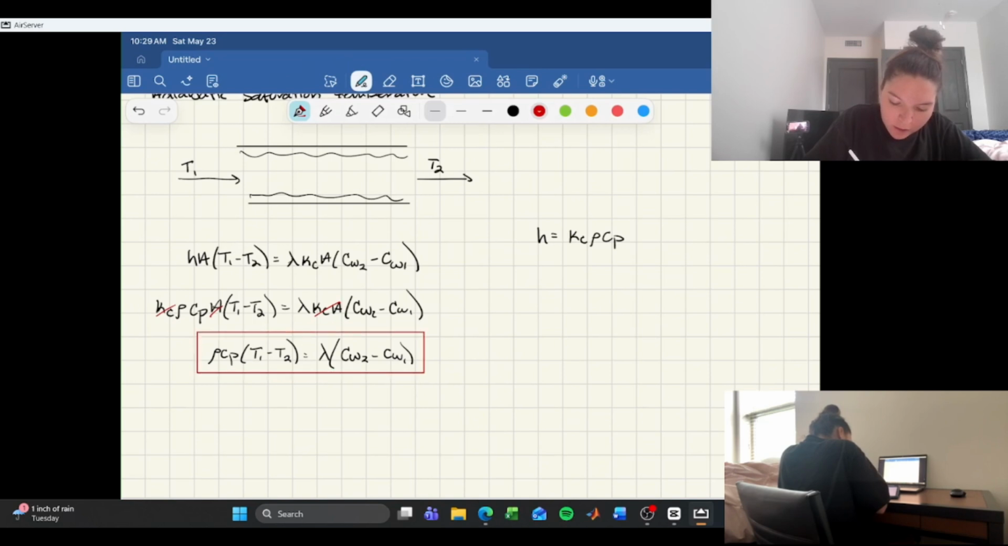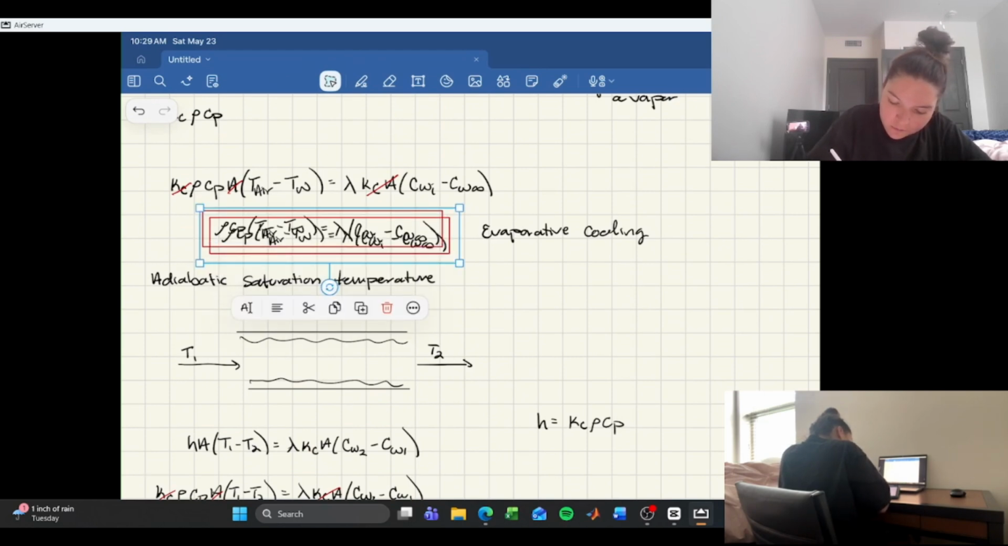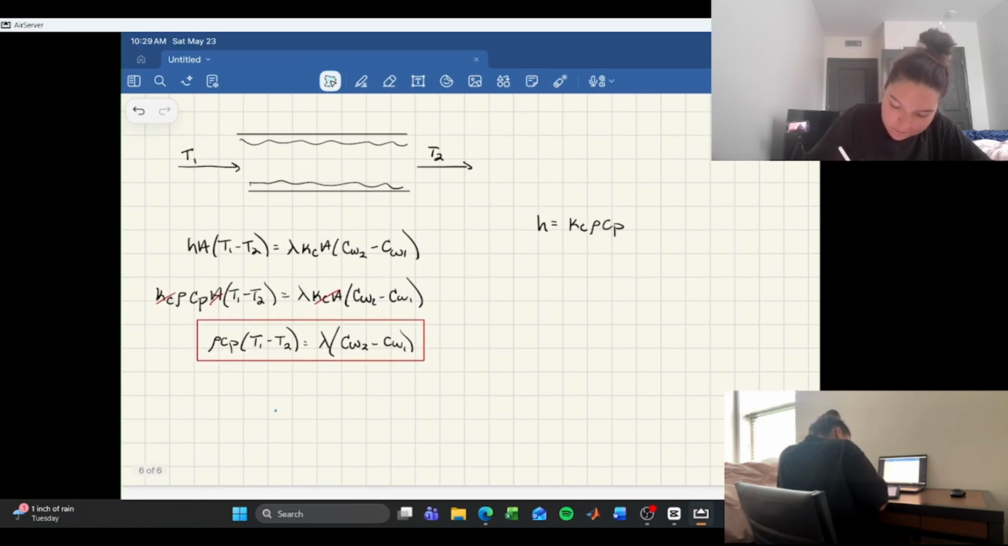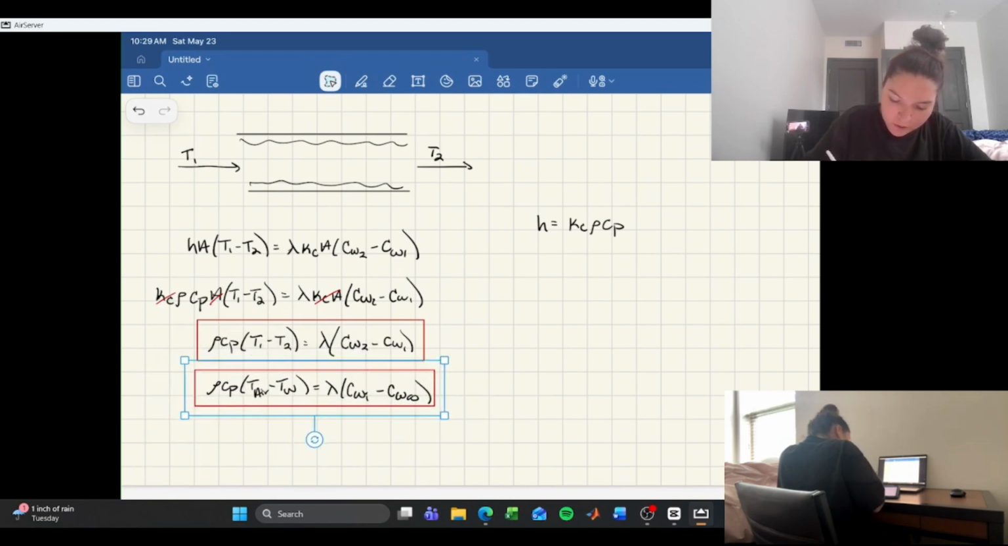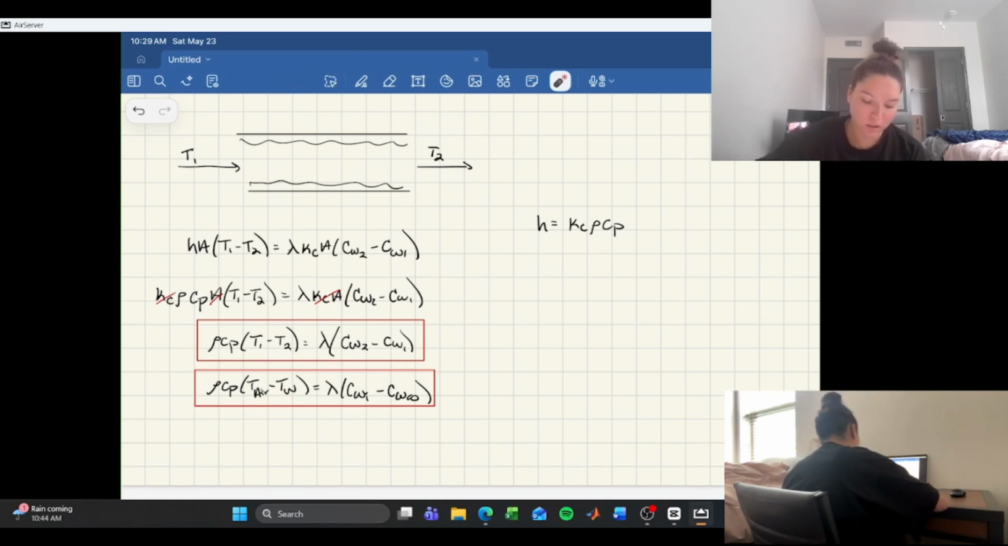And if we look back at the first equation that we found earlier, I'll copy it down. I think before I might have had the T air and T water switched, but that's how it should be, where it's the temperature of the air minus the temperature of the water. So you can see how these are basically the same equation. The only difference is that in the adiabatic saturation temperature example, it's just T1 and T2 because the temperature of the air and the water are the same.